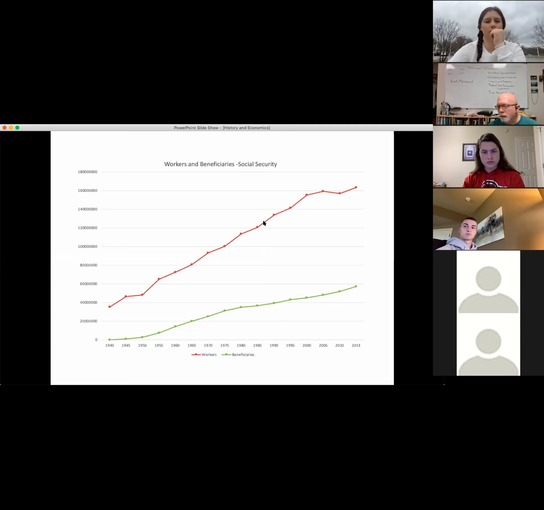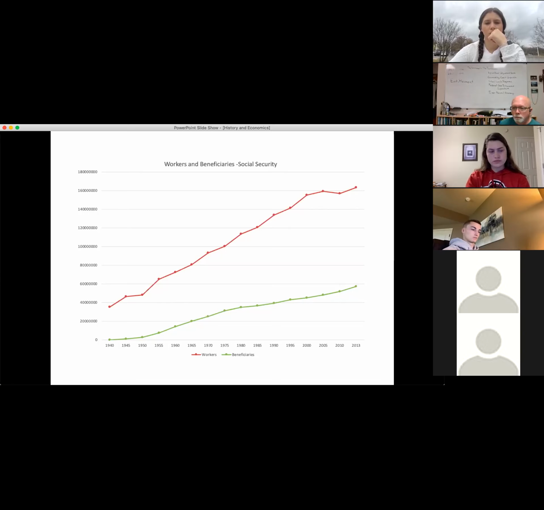So workers are rising, but there comes a point around the early 1990s when that rising worker pool starts to flatten out. But as that worker pool is flattening out, what is happening to the number of people drawing off of Social Security? Is it flattening out? So we see this flattening of the number of workers, and we see what's happening with the number of people drawing off of Social Security.